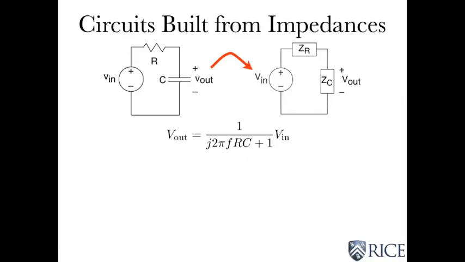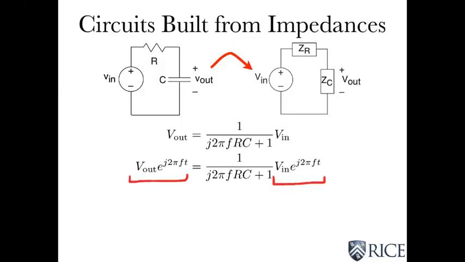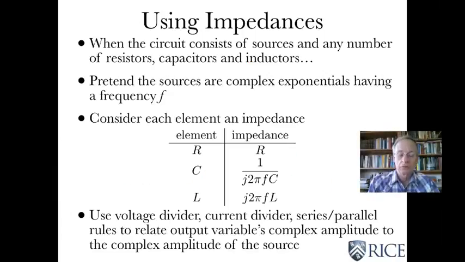And now to complete the story, we put back in the complex exponentials. We, if you will, uncancel the complex exponential that was lurking in the setup from the very beginning. And now we know that when the input is a complex exponential, the output is also a complex exponential, where V out is equal to this quantity. We have solved the circuit for the case of a complex exponential source. That's the way the impedance game works, if you will.